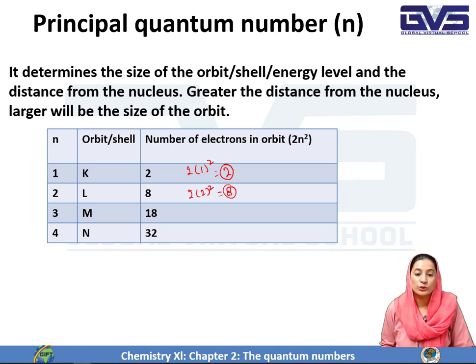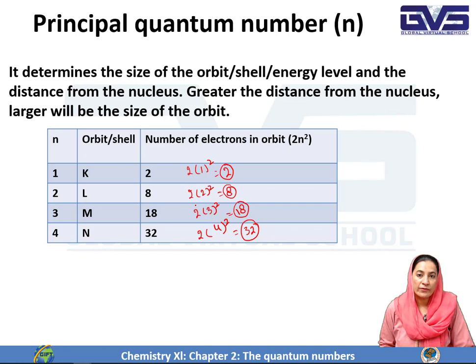Remember this. I am going to use this in the next slides or in the next quantum numbers. When n is 3, 3 square is 9, 9 multiplied by 2 is 18. So the third shell or third orbit has a maximum of 18 electrons. Similarly, when n is 4, 4 square is 16, 16 multiplied by 2 gives you 32. So the maximum number of electrons in the fourth shell, or N shell, is 32. I am going to recall these for the upcoming slides.